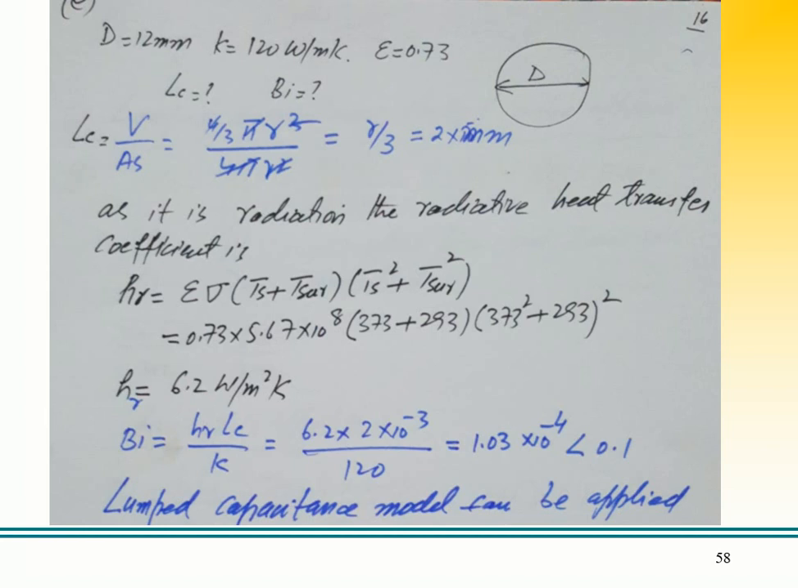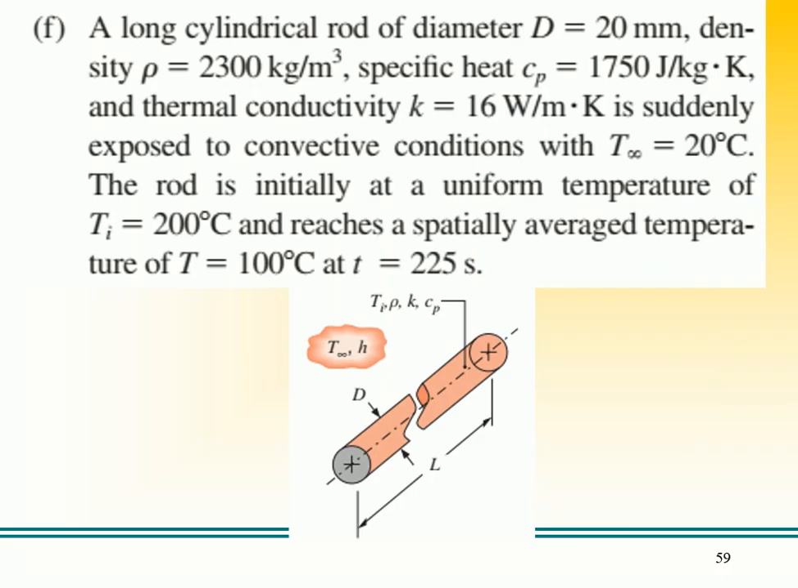I get the radiative heat transfer coefficient 6.2 watt per meter square Kelvin, and I know now LC and K. I find out the Biot number is 1.03 x 10^-4, which is less than 0.1. Again, a lumped capacitance model can be applied. I have to use radiation because it's a vacuum, and in a vacuum the heat transfer can take place only by radiation.